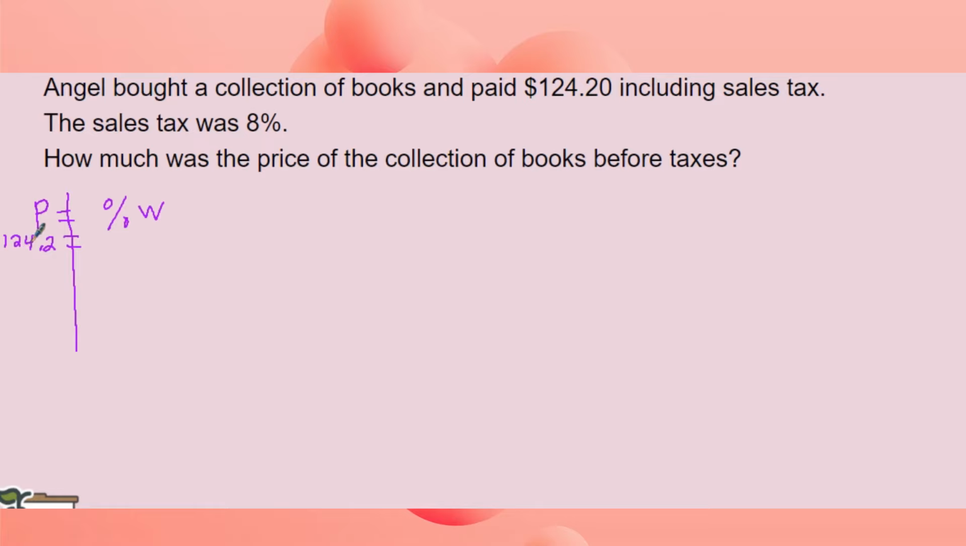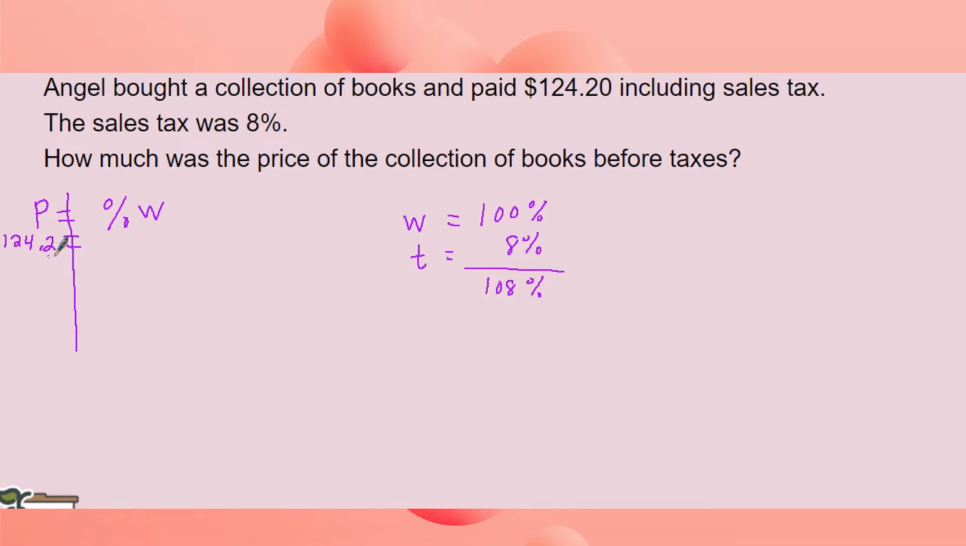So this $124.20 represents the original cost, which we know is 100%. So that is the whole. The whole is the original cost, which is 100%, plus the sales tax, which is 8%, or that is the part. So the $124.20 does not represent 100% or does not represent 8%. It actually represents 108%.